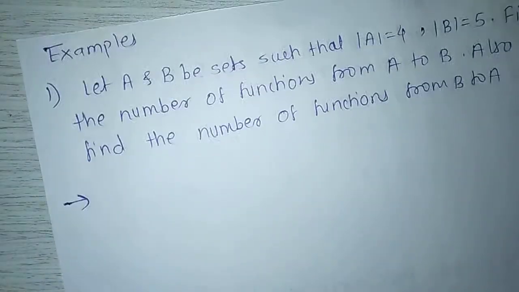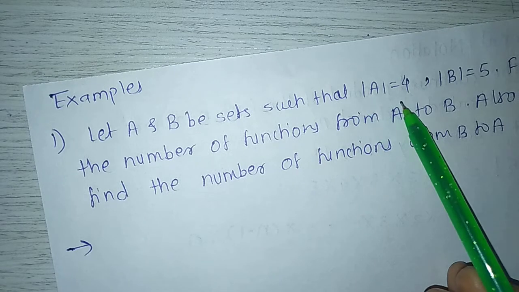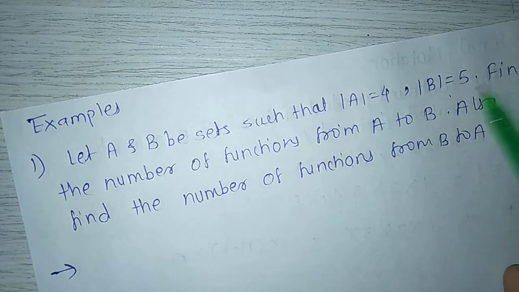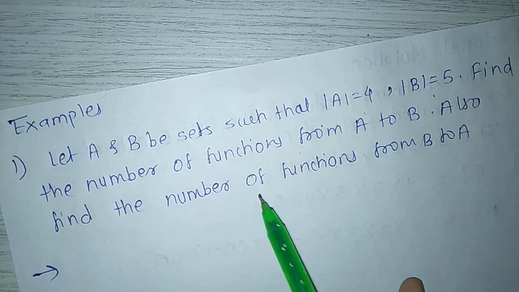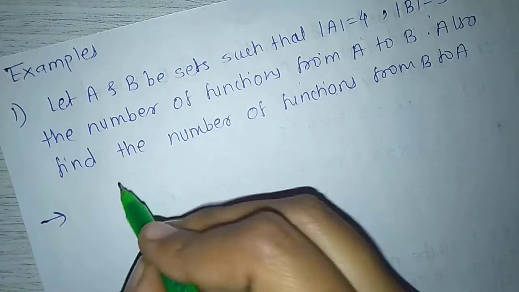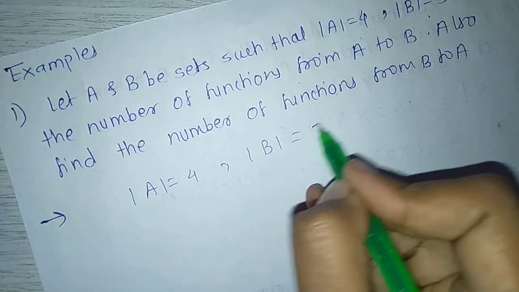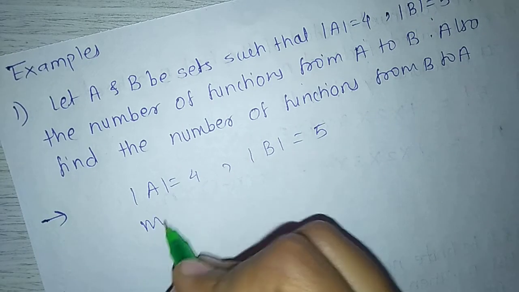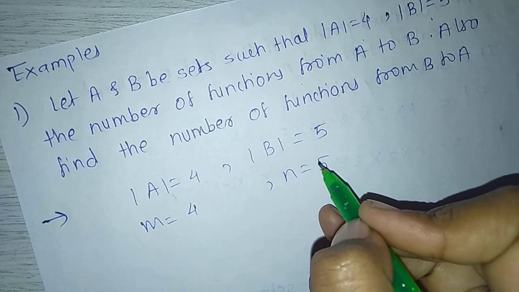Next example. Let A and B be sets such that order of A equal to 4, order of B equal to 5. Find the number of functions from A to B. Also find the number of functions from B to A. Here order of A equal to 4, order of B equal to 5, which means m equal to 4, n equal to 5.